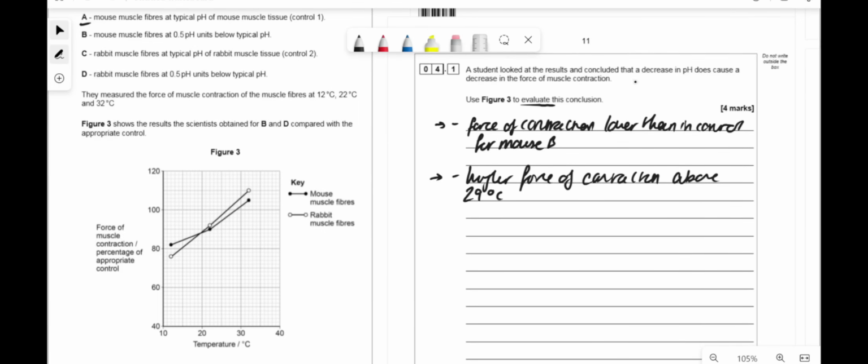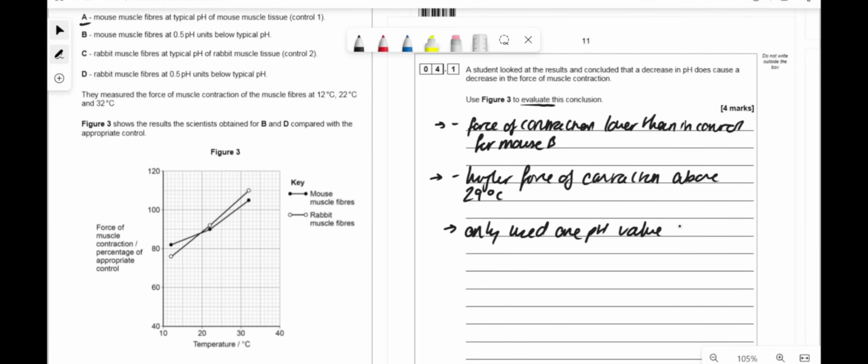Well, they're saying that a decrease in pH does cause this, but we've only tested one pH. Like, what if it was 0.7 units lower or 5 units lower or 10 units lower? So we've only used one pH value. It could be that, strangely enough, if you change it, it might actually be higher.